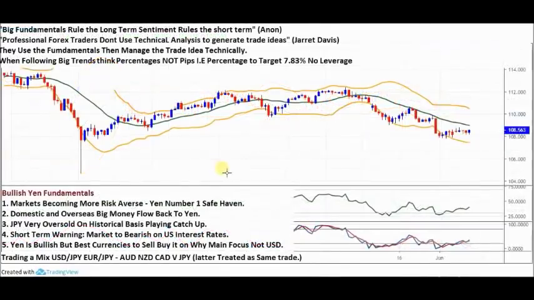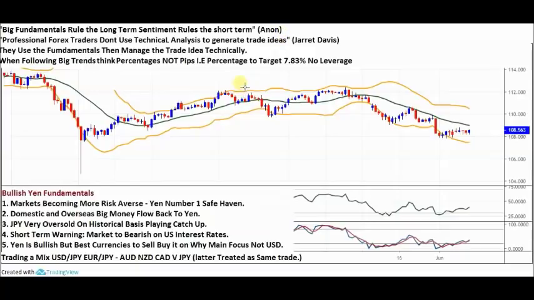Right, on the chart of USD JPY daily, I'll draw my levels in a moment. Now, just for new viewers, I know that there's quite a few new subscribers watching our channel. I'm just briefly going to go through how we look to catch and hold big trends. Now, in terms of this quote at the top, very true. Big fundamentals rule the long term, sentiment rules the short term. It's an anonymous quote. I can't remember who made it actually, but it's very true in the Forex market.